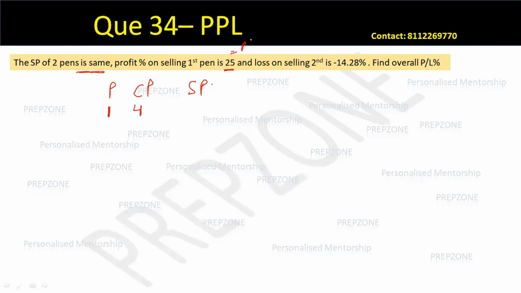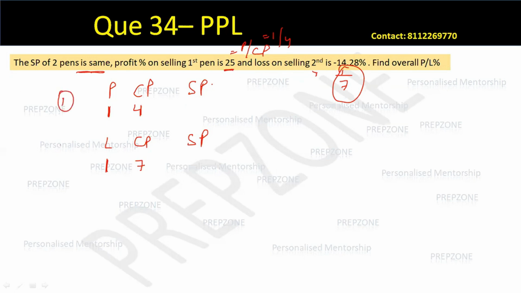Profit percentage is nothing but profit upon cost price, so profit upon cost price is given as 1/4 here. Here it is loss. So what does this mean? यहाँ पे ratio कितना हो जाएगा? If this is the loss, this is the cost price, and this is the selling price for the second pen. Loss if 1, so this is 14.28%. You should be able to remember that this is 1/7. So cost price has to be 7. So selling price कितना होगा?